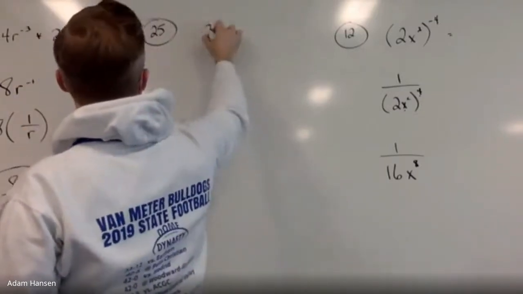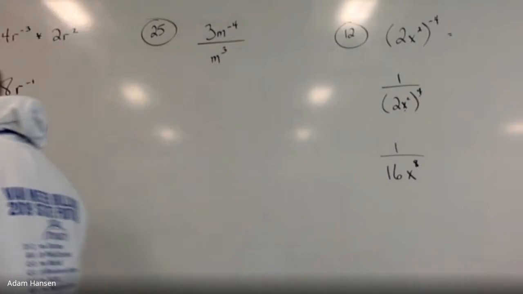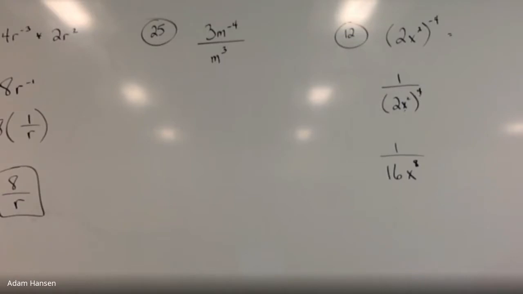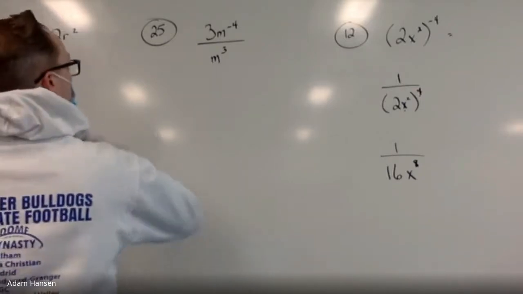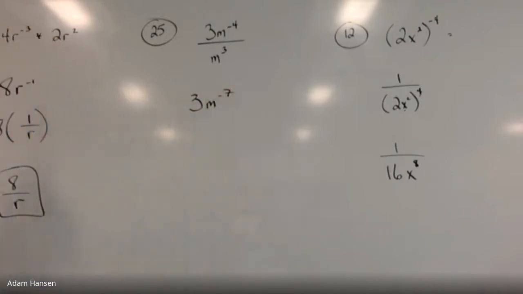3m to the negative fourth divided by m to the third. When I divide exponents, what do I do to the powers? Subtract. So what is m to the negative fourth divided by m to the third? Be careful, negative 4 minus 3 is negative 7. So let's write this as 3 times m to the negative 7. When I divide exponents, subtract powers.